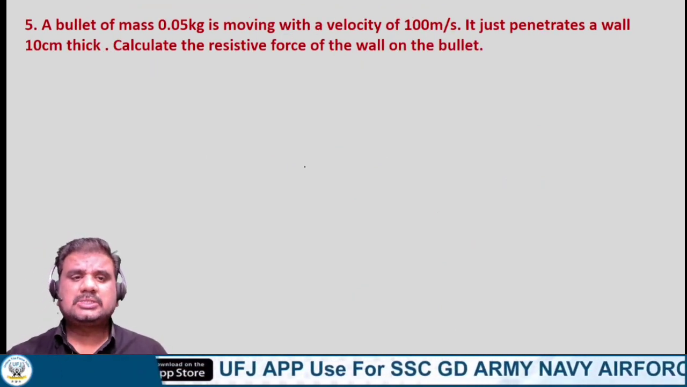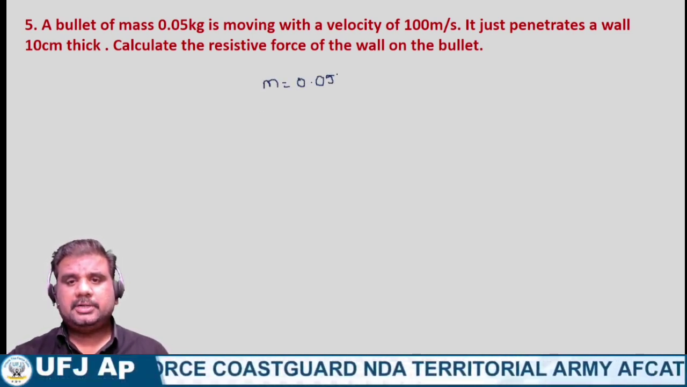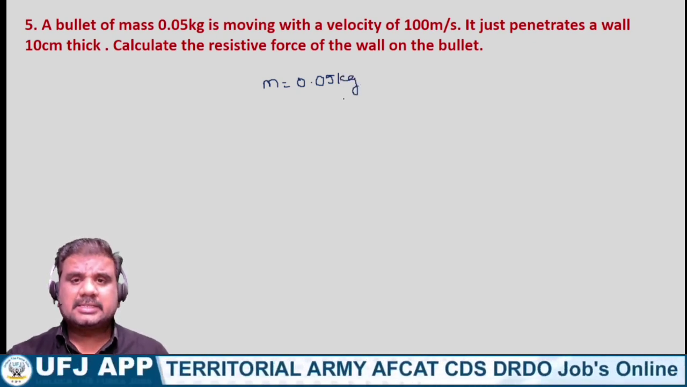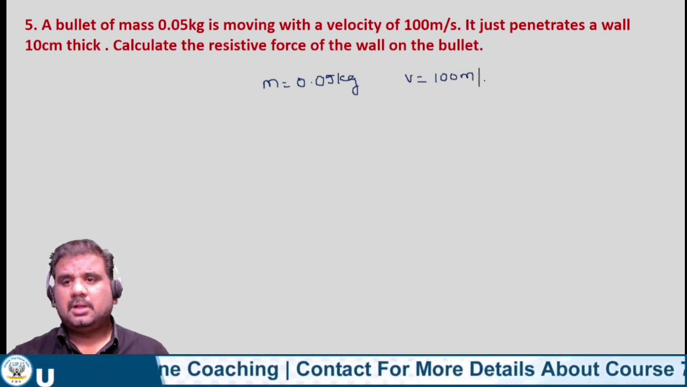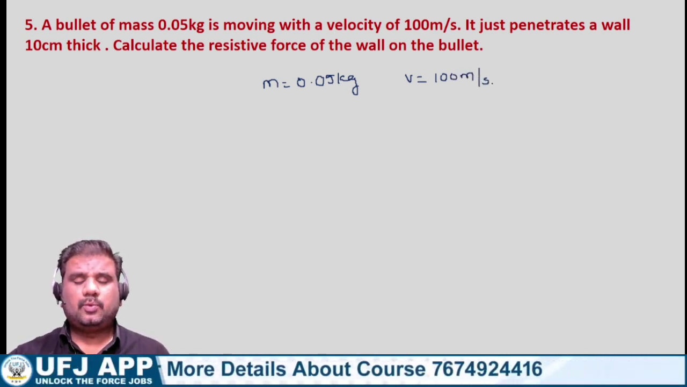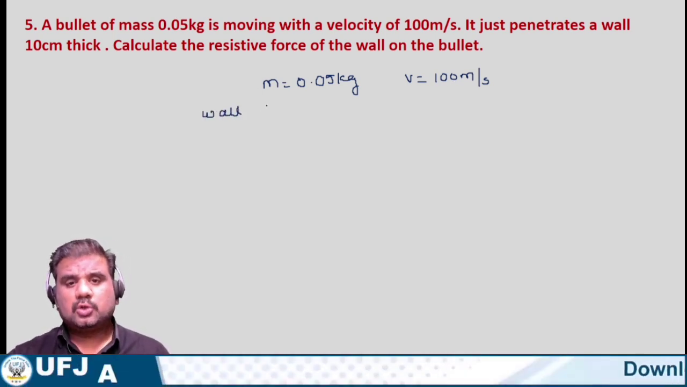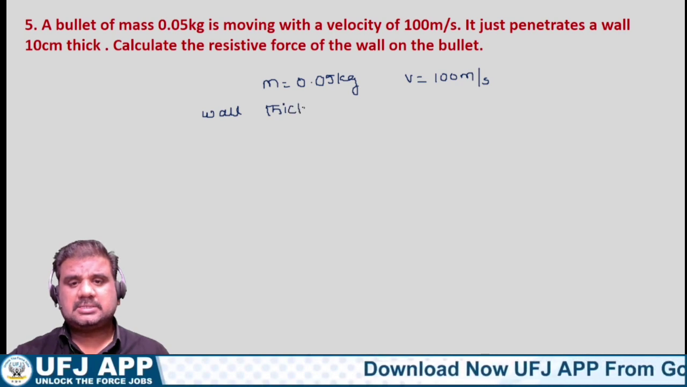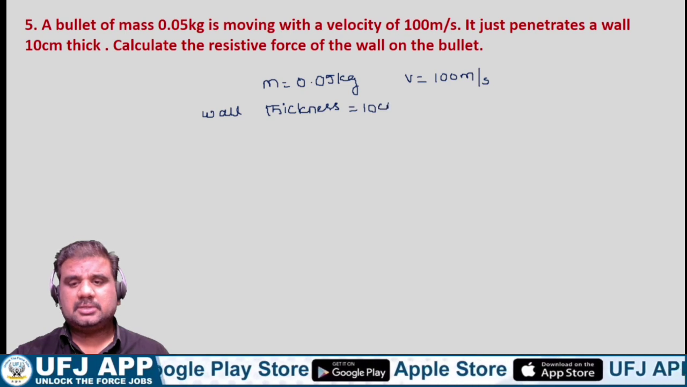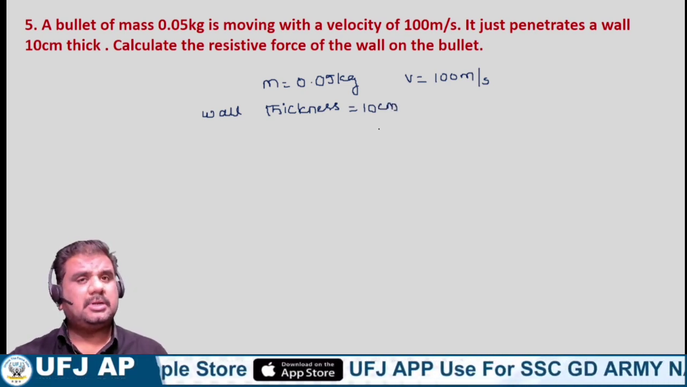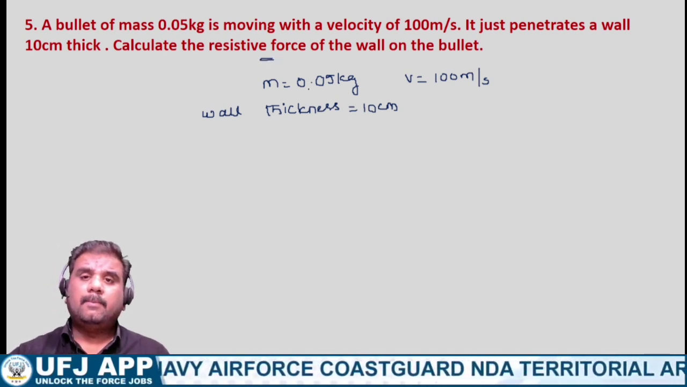A bullet of mass 0.05 kgs, mass equal to 0.05 kgs, is moving with a velocity of 100 meter per second. It just penetrates a wall 10 centimeters thick. Wall thickness, right? So when the bullet is fired, it is passing through a particular wall which is having a thickness of 10 centimeters. Wall thickness equal to 10 centimeters. Calculate the resistive force of the wall on the bullet.